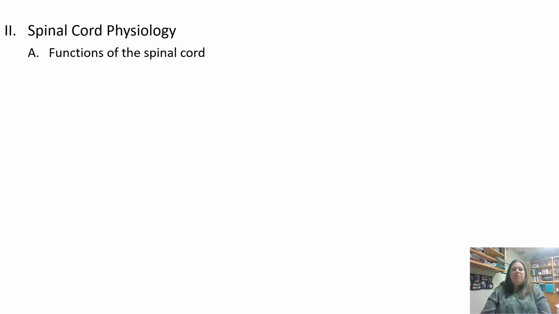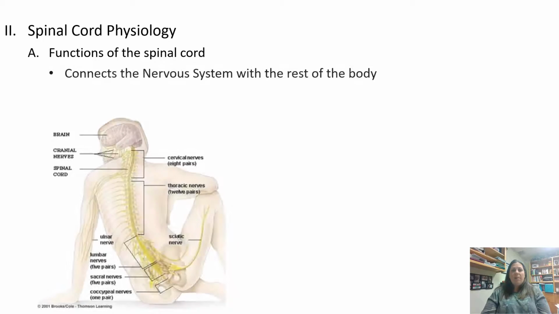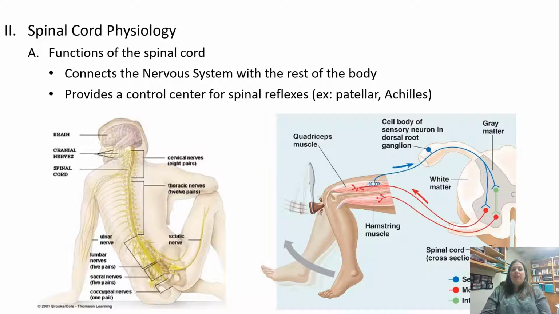All right, so let's look at the spinal cord physiology, the functions of the spinal cord. The whole point is to connect the nervous system with the rest of the body. Okay, so it's going to connect the brain to the rest of the body. And it's going to provide a control center for spinal reflexes. Spinal reflexes are going to be things like your patellar reflex, which is that reflex at your knee whenever they hit you with that little hammer and it kicks your leg out, or the Achilles, or so on.